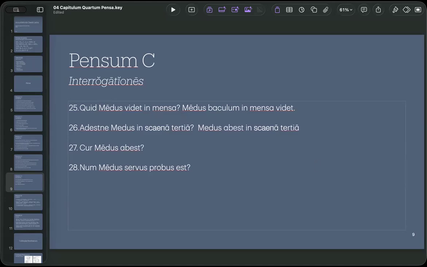And that's a good example of one where you can flip some of the words around. Medus abest in scena tertia. Medus in scena tertia abest. Abest in scena tertia. But you've got to keep those three together. Pretty much. Cur medus abest.